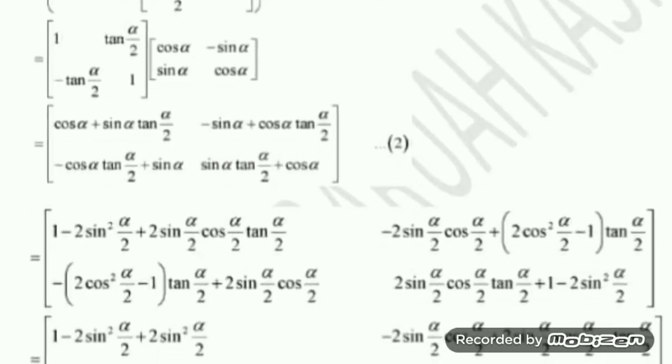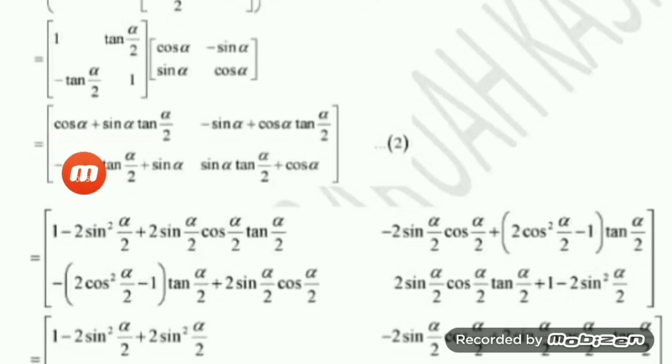Now do the matrix multiplication here. This one into this one: 1 into cos alpha is cos alpha, plus tan alpha by 2 into sin alpha. Okay, the first row second element: 1 into minus sin alpha plus tan alpha by 2 into cos alpha. Like that we have completed the second row. After this you see here I have used the formula of cos alpha.